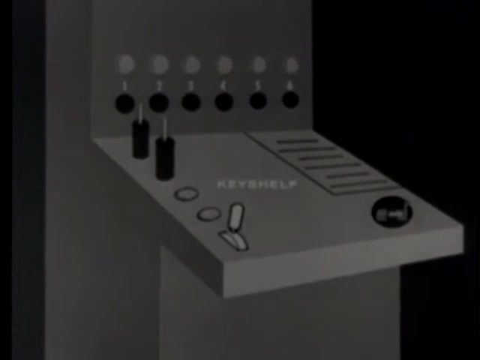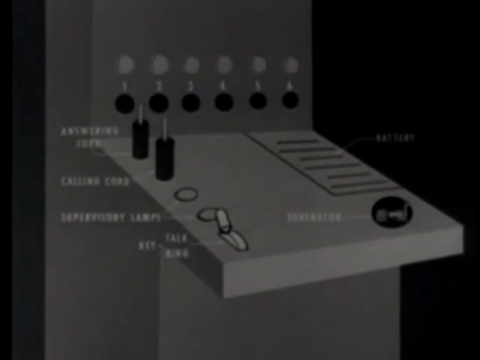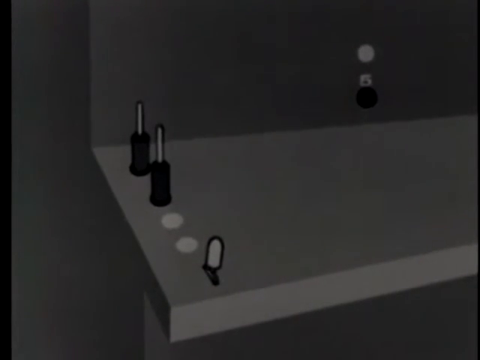The operator's key shelf is provided with a battery source and contains a generator, an answering cord, a supervisory lamp, a calling cord, and a supervisory lamp which signals when the receiver is replaced on the hook. The operator is provided with a key which, in one position, allows him to talk on the line, and in the other position allows him to mechanically ring any station on his board. Now we will see how much easier it is to place a call over this system.